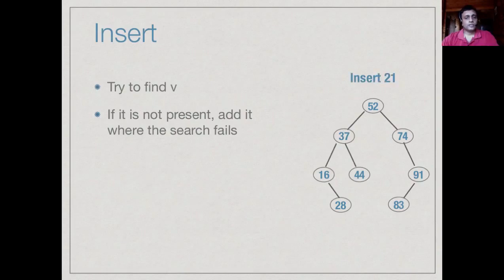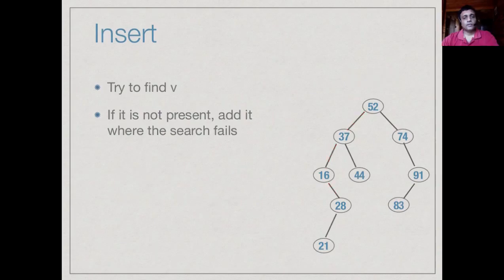So for instance, if we want to insert 21, then we will walk down the tree and look for the place where we should find 21. If it's smaller than 52, we go left, smaller than 37, we go left, bigger than 16, we go right. And then we find that at 28, there is no 21 because there's no left child. So since it should be to the left of 28, we add it there.